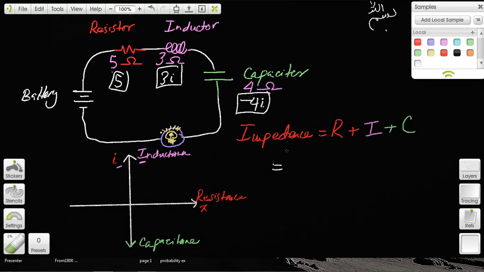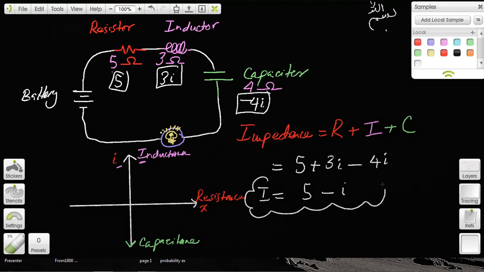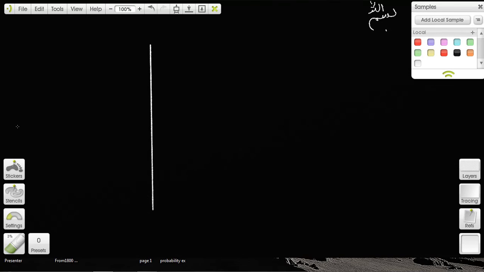So the total impedance is going to be 5 plus 3I minus 4I. The inductance is 3I, capacitance is 4I. So the total impedance is 5 minus 1I. Total impedance is this. So that's how imaginary numbers are used, because these are vector quantities.